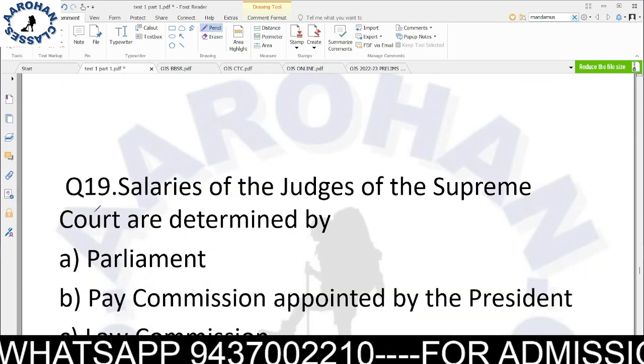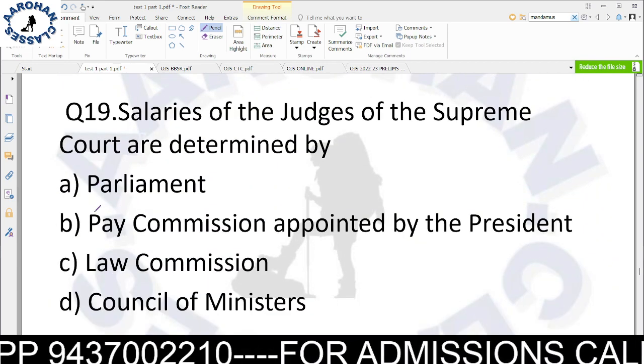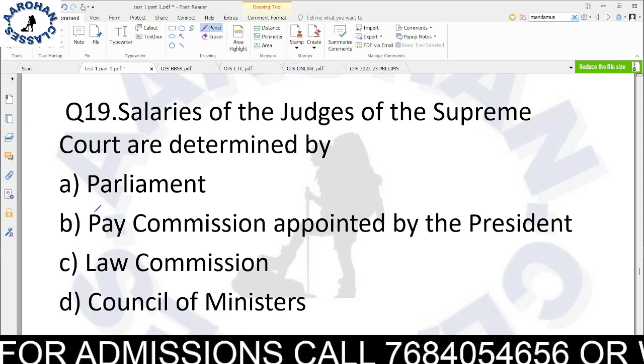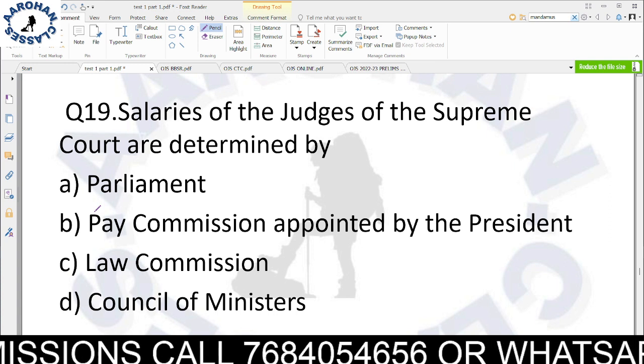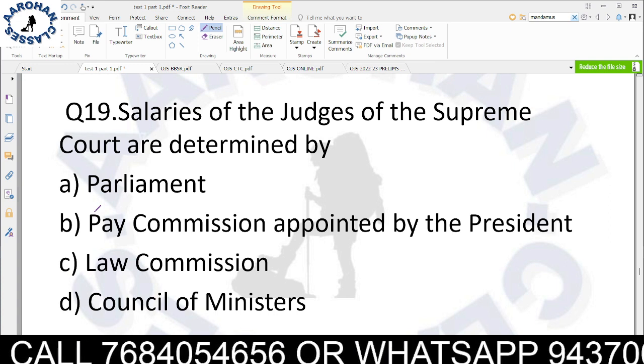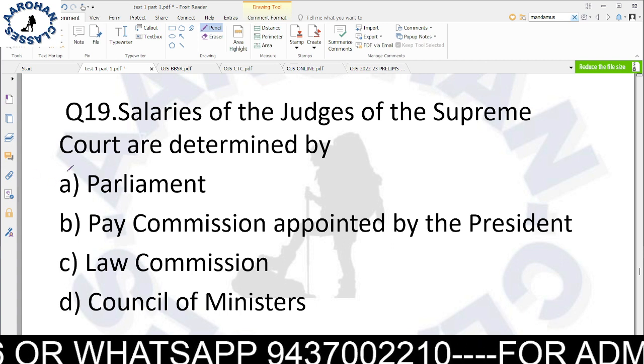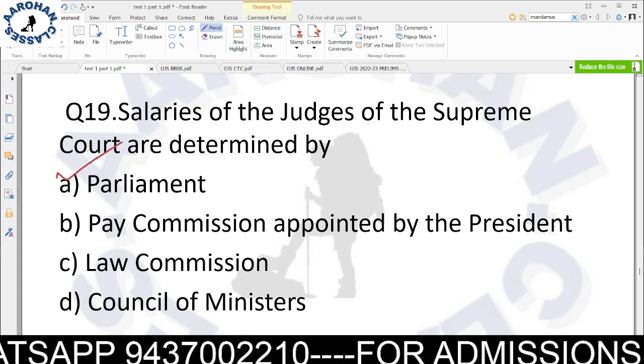Now coming to question 19. Salaries of judges of Supreme Court are determined by which of the options? So you know that it is by the parliament. Okay, it is done by the parliament.